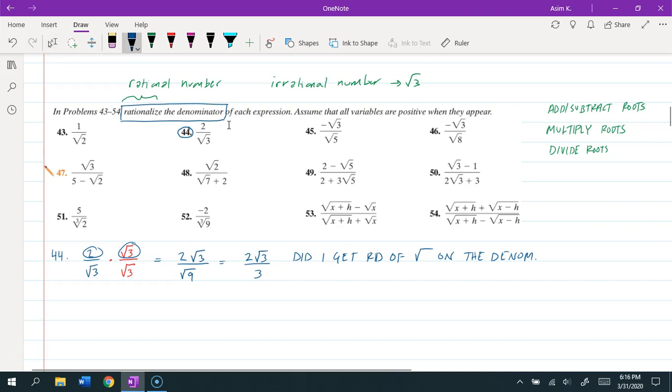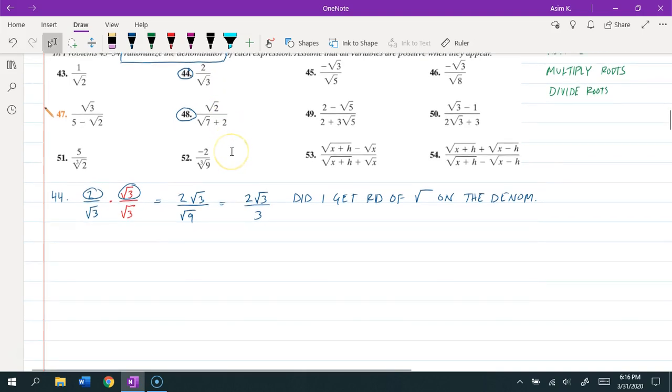Now let's try another question. We're going to jump ahead to number 48 here. Now what do you do when you have 2 terms in the denominator? Notice how in number 48 there are 2 terms, whereas in number 44 there was only 1 term, only a root of 3. So I will now show you what to do in that situation.